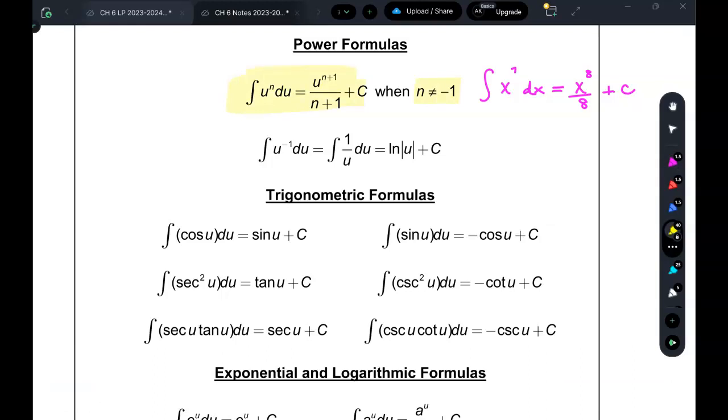Because what would happen if I try it with -1? Yeah, you'd get x to the 0 power over 0. So the one exception ends up giving us natural log. And we're going to put that natural log in absolute value. Again, think about if we were to do the derivative of this. What's the derivative of natural log? 1 over.